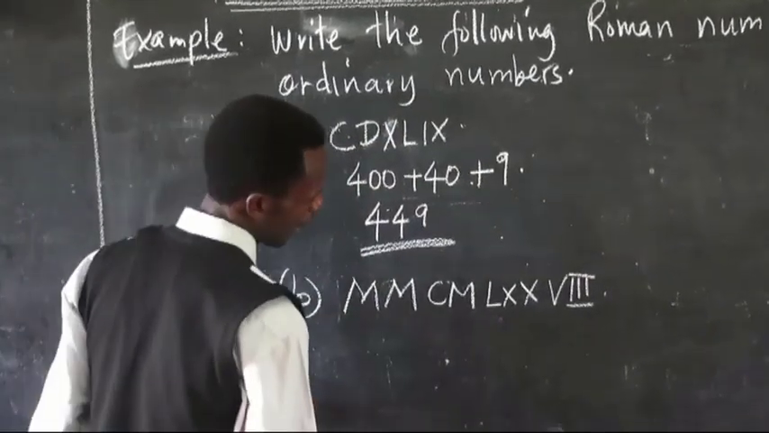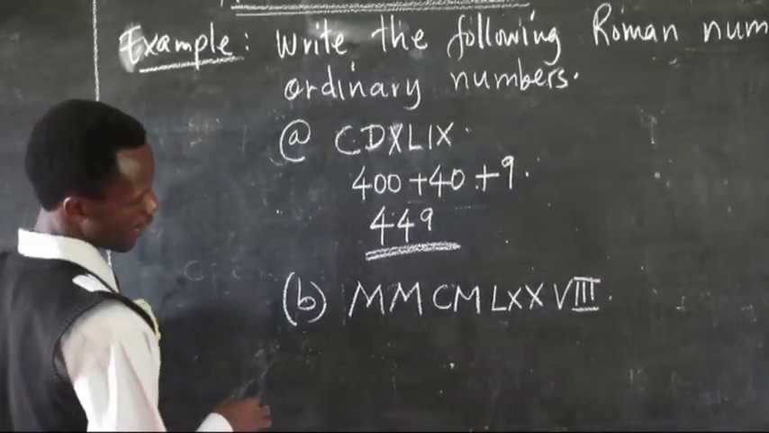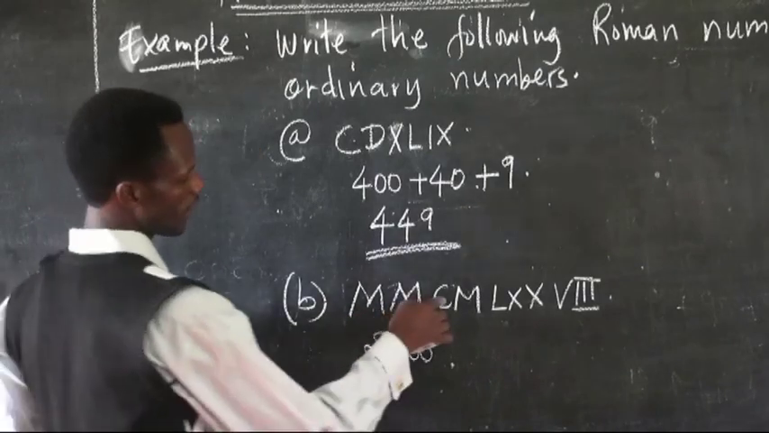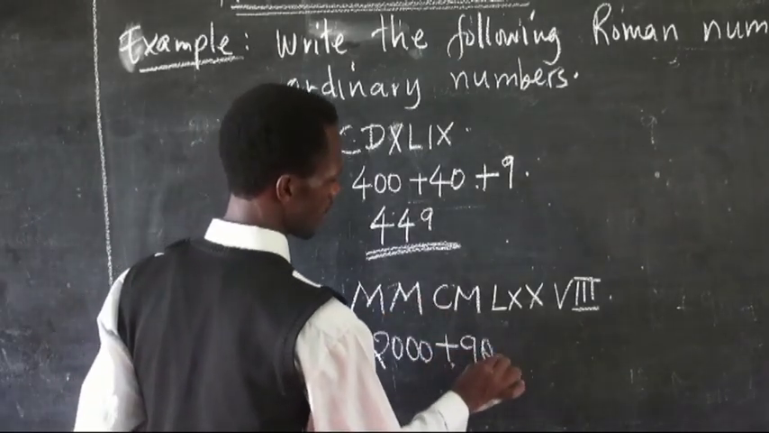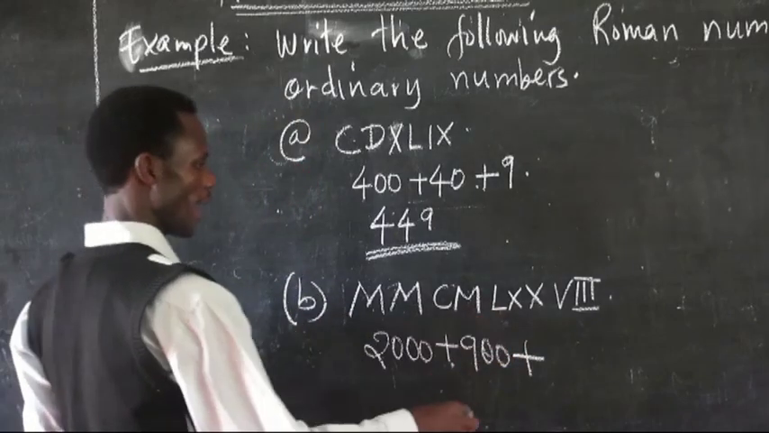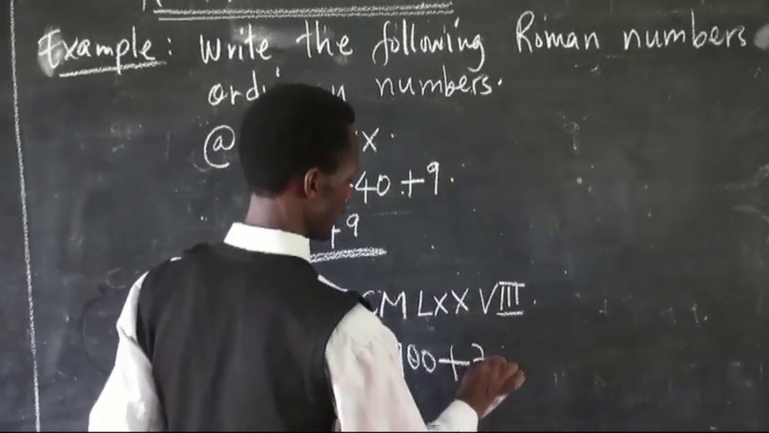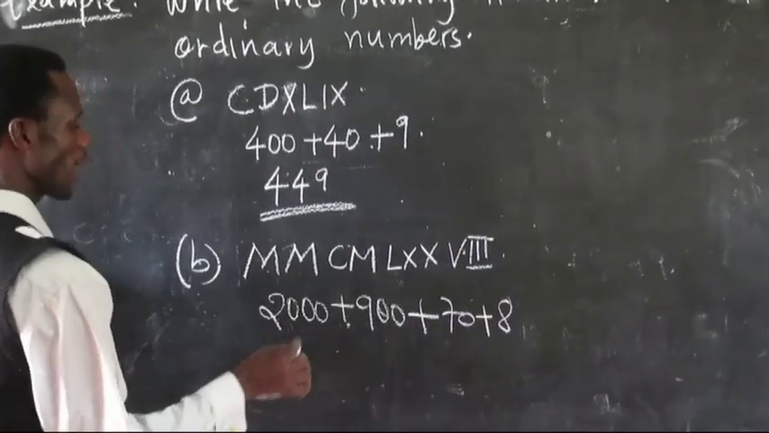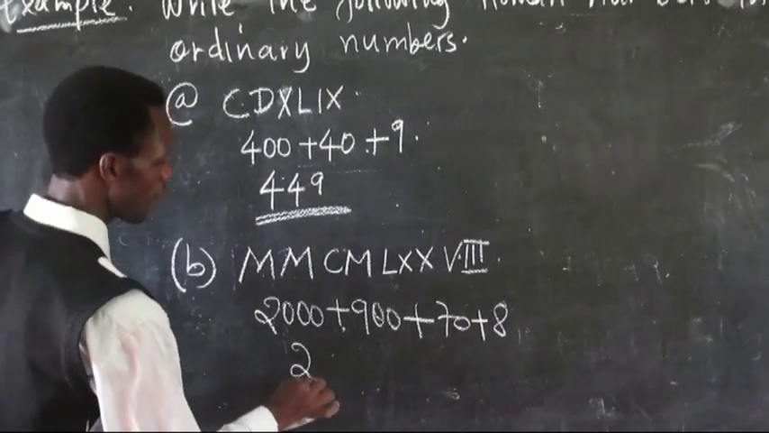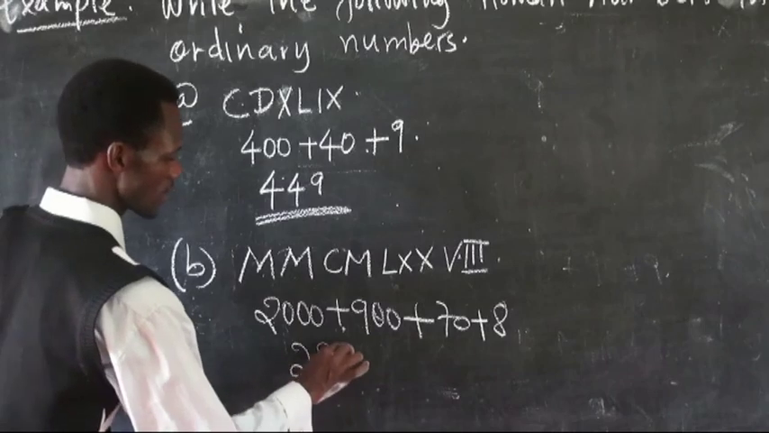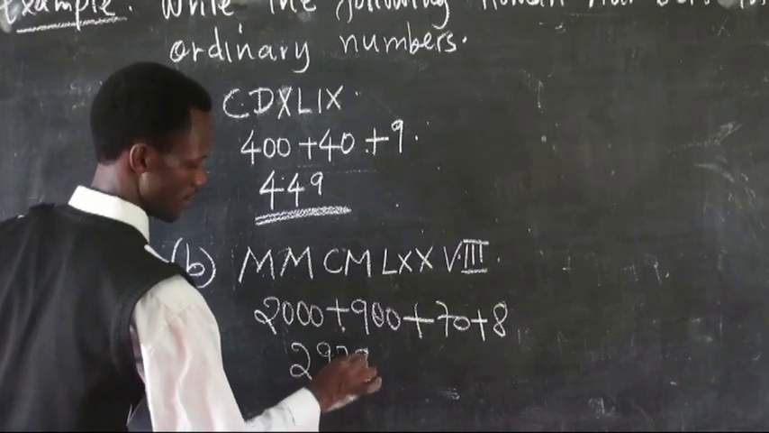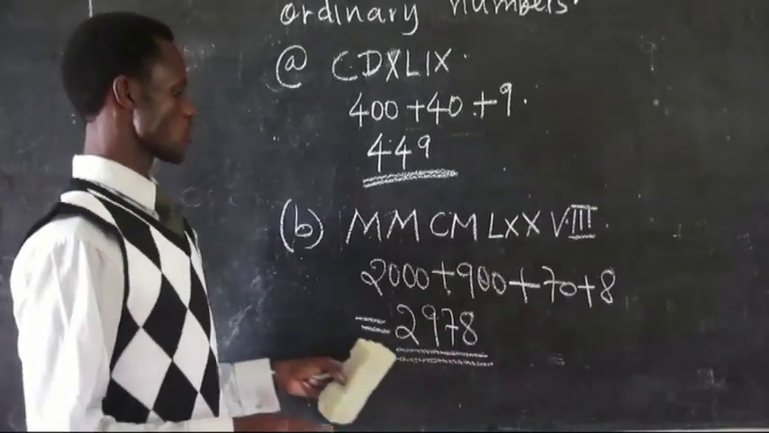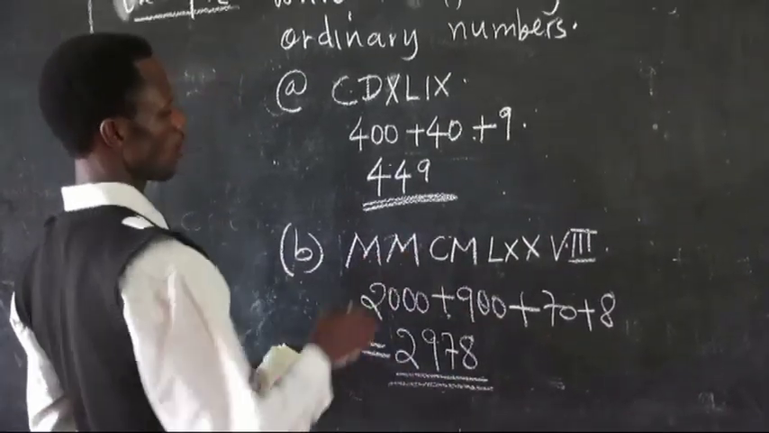The same applies here. When you look at them, you will find that you have MM, this is 2000. CM is 900. Now LX and X is 70. Now this is 8. Now when you collect them, you write them in short form. It is 2,978. So this is the ordinary number for this Roman numeral.